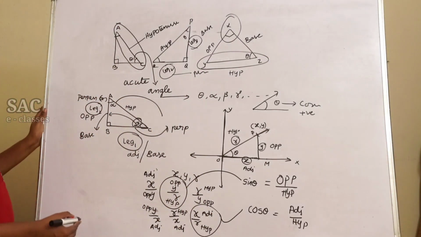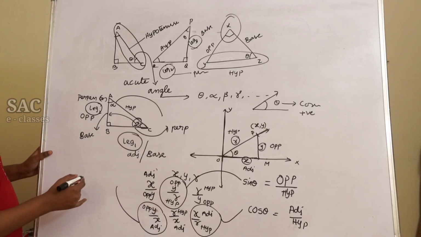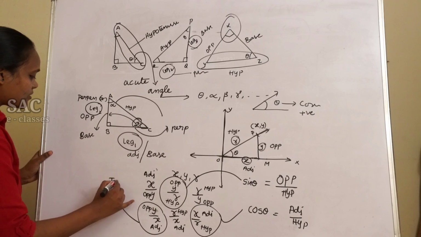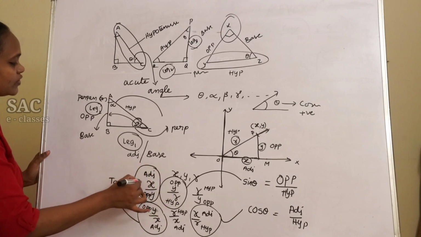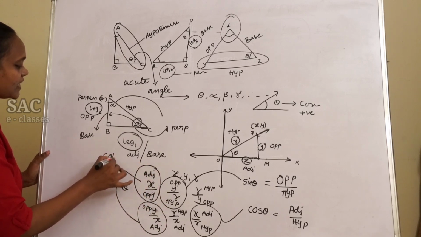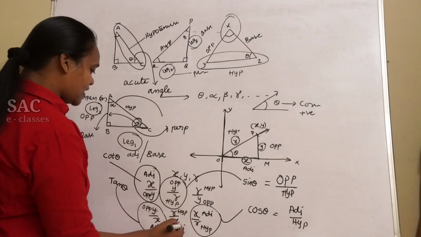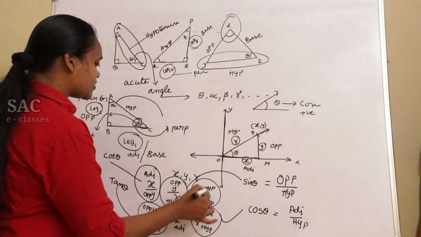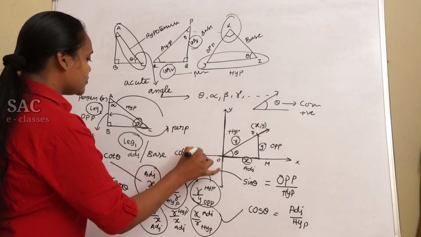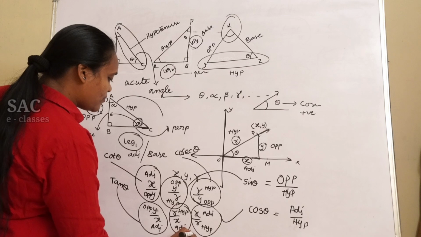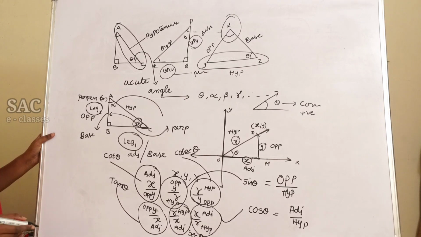The ratio formed by the opposite with adjacent is called tangent of the angle theta, simply called tan theta. If it is formed by the adjacent with opposite, it is called cotangent of an angle theta, simply cot theta. If it is formed by the hypotenuse by opposite, it is called cosecant theta, and at last, if it is formed by hypotenuse and adjacent, we call it secant of an angle theta, secant theta.